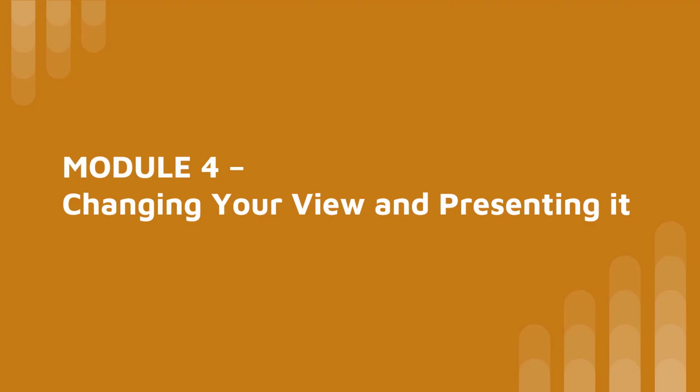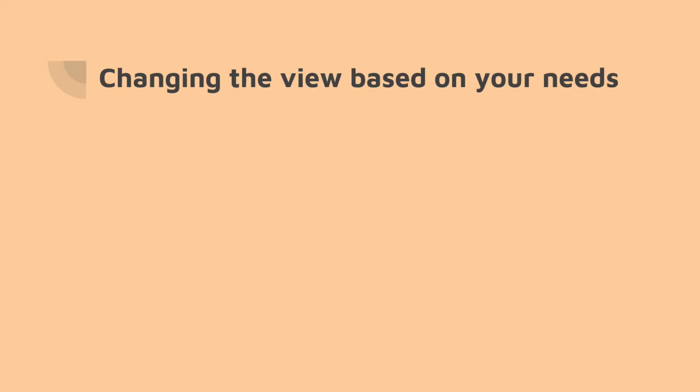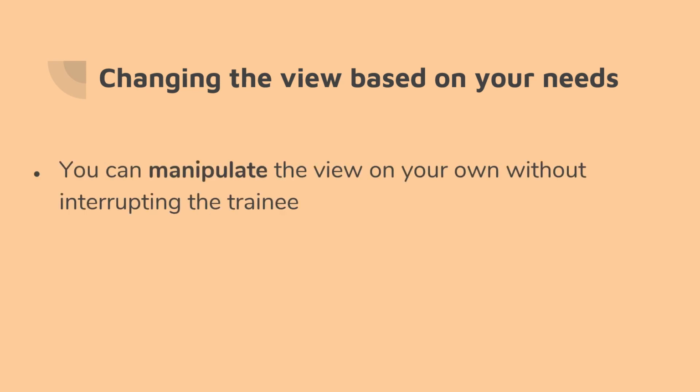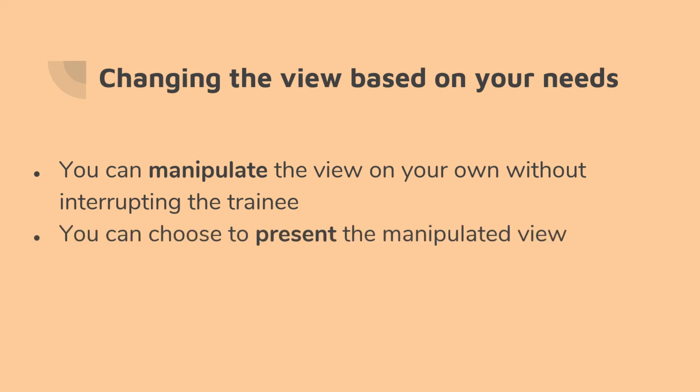Module 4. Changing your view and presenting it. If you want to have a slightly different view than what the trainee is showing you, you can change your view by zooming, panning, or rotating, rather than asking the trainee to move the endoscope, which may create an interruption. You can also choose to present your view to the trainee so that they can see exactly the same as you.